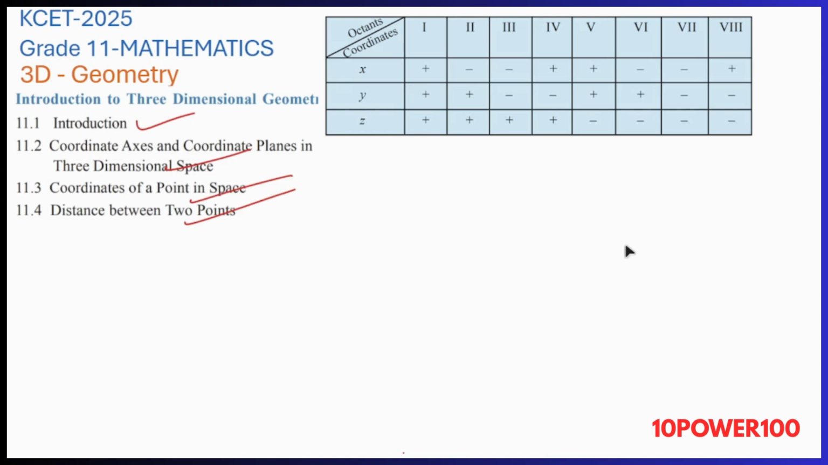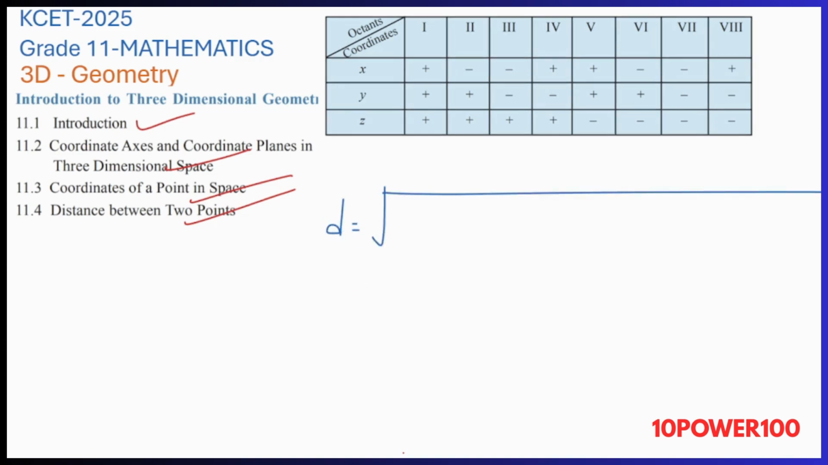Some years they have asked a question based on this sign convention. So don't neglect this. Pause the video, take a screenshot of this, and refer before the examination. Next, one more topic that is very important in this chapter is the distance between 2 points, that too in 3D.